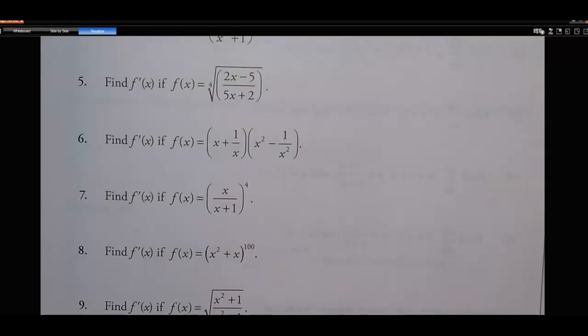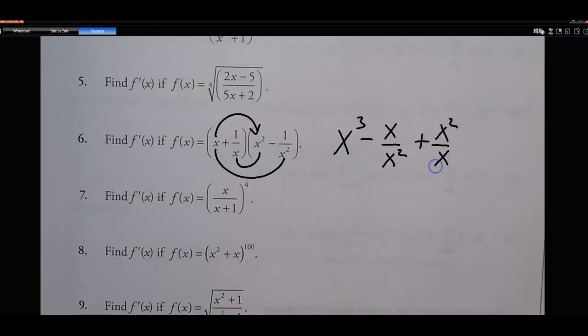So let's do this. So we do our old FOIL method. You do first times first. You do outer times outer. X times negative x squared would be negative x over x squared. Then you do inner times inner. 1 over x times x squared would be x squared over x. And then you do last times last. So that's going to be negative 1 over x cubed.